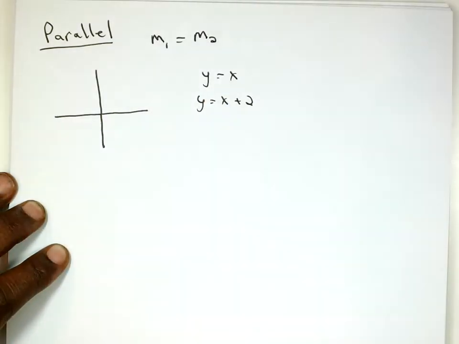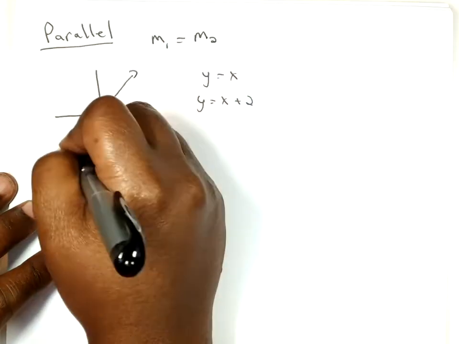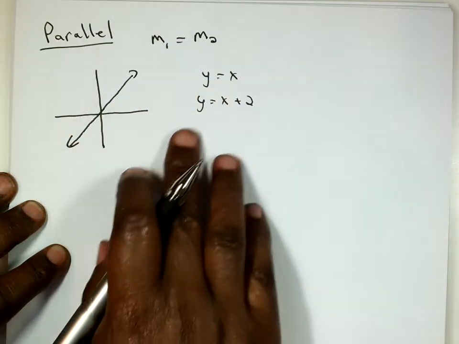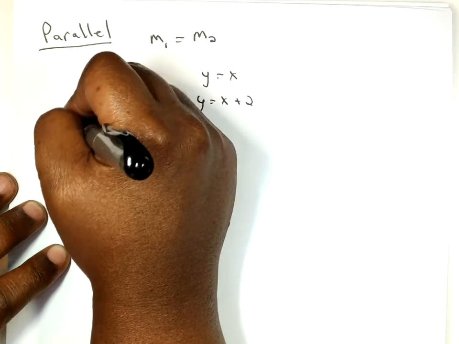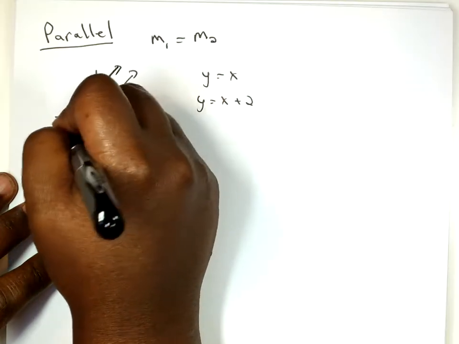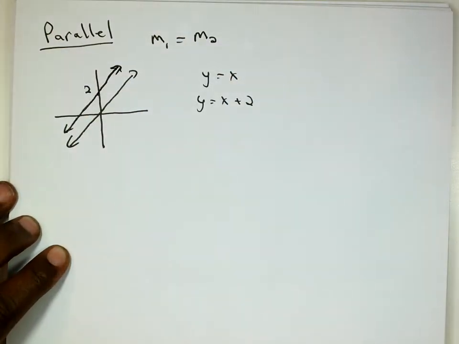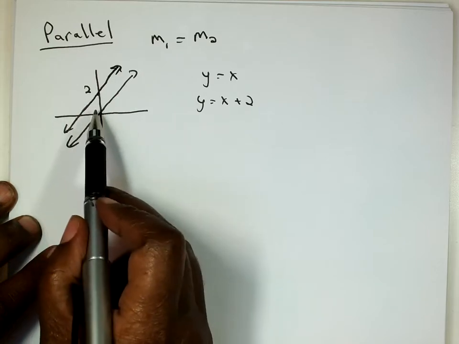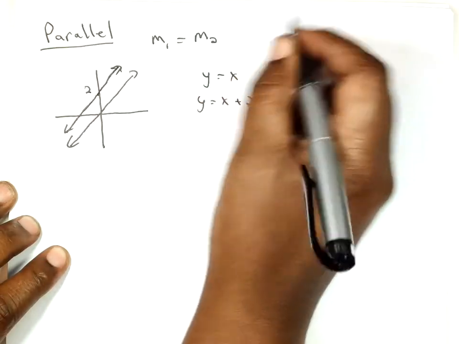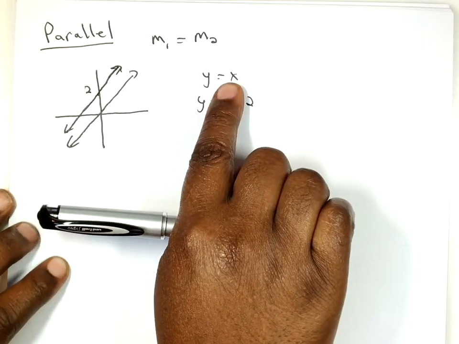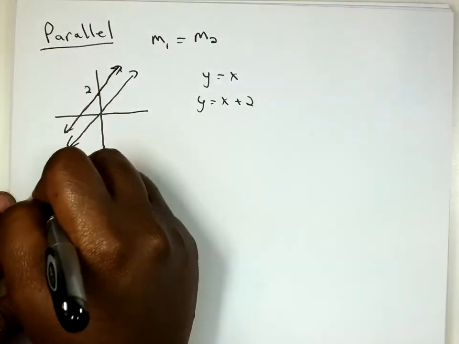So if I had a line y equals x, that line would just go right through the origin. And if I have a line y equals x plus 2, it's going to cross the y-axis at 2. So the slopes are exactly the same, and these lines are parallel. Both of these have a slope of 1 because that number in front is where you'd find the slope. So we're going to talk about slope-intercept form in a second.